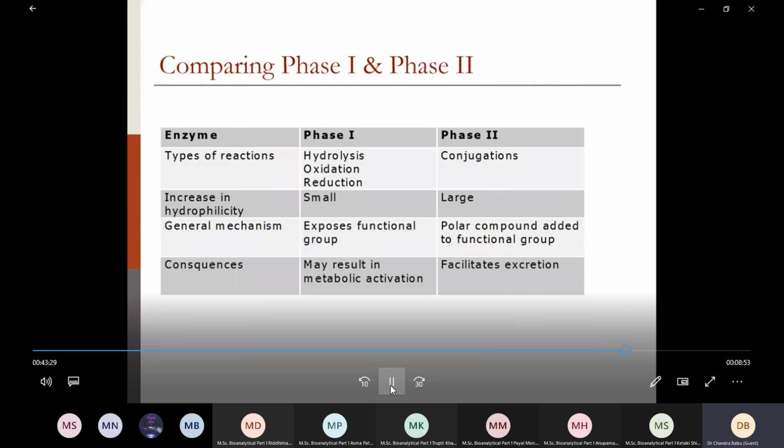So when they interact with phase 1 enzymes, they will have some increase in hydrophilicity, but not a lot. When they encounter phase 2 enzymes, then the hydrophilicity is much higher. That will then result in a polar compound, or a polar group will be added that will make the compound more water soluble, and it will be then eliminated. It will facilitate the excretion.